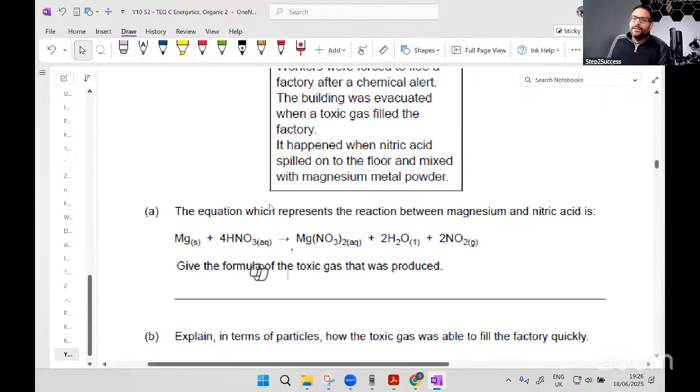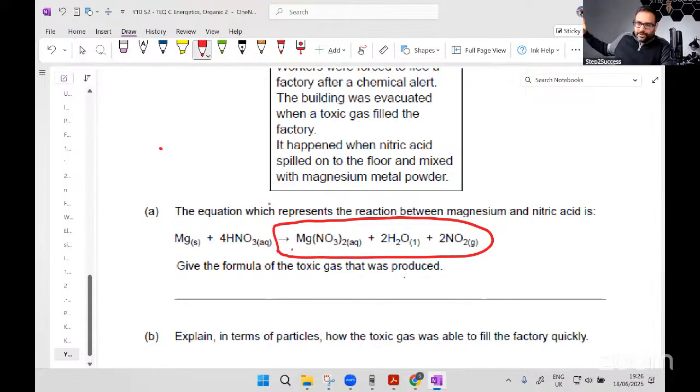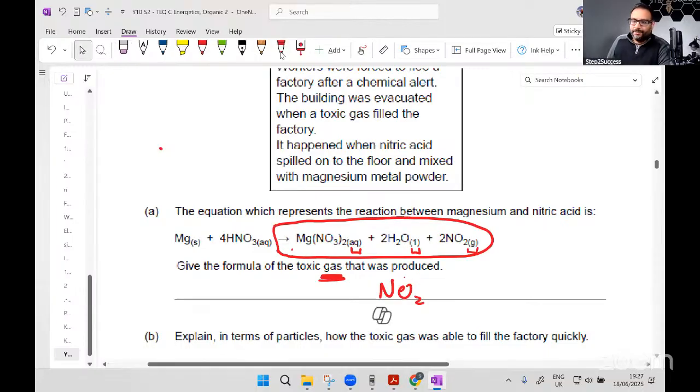I'll tell you why. If it wants the formula of the toxic gas produced, in a chemical reaction, the things produced are on this side of the arrow. So they're the things produced. That's what we've made. And if they say a gas, these little state symbols tell you the states of the things produced. AQ means it's mixed with water, it's aqueous. L means it's a liquid. And G means it's a gas, which means that is the only answer to the question. That's the formula of the gas that was produced. There was only one gas produced. You can put NO2 or you can put that 2 in front of it. It doesn't matter. But that's nitrogen dioxide, actually.